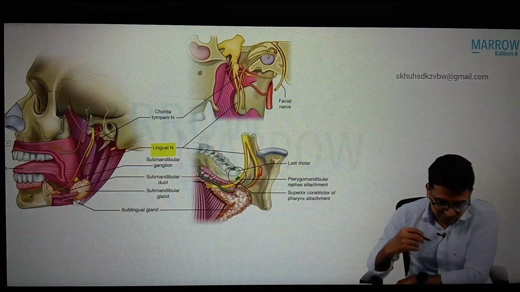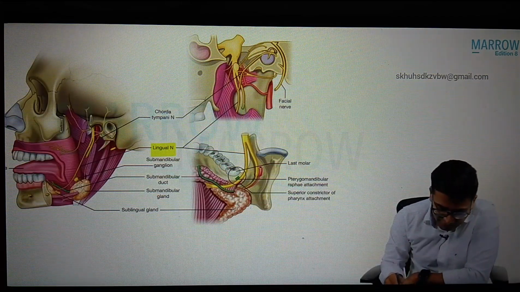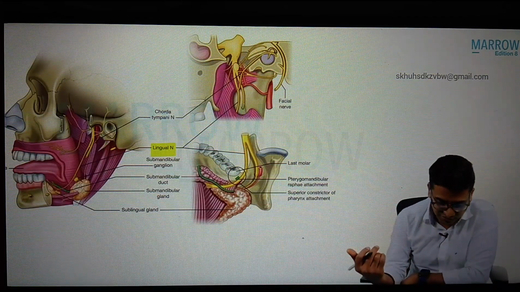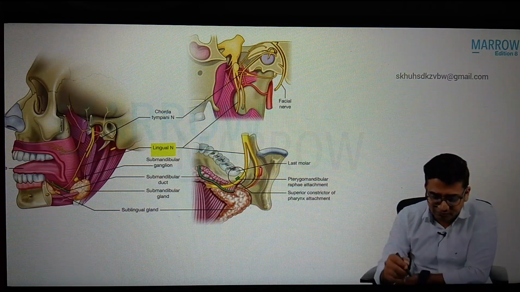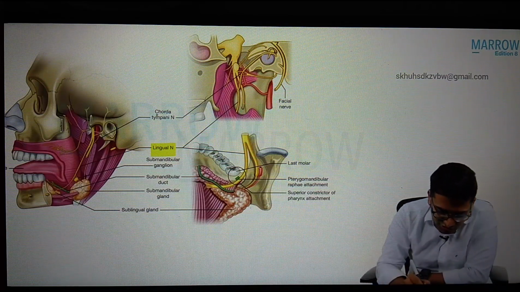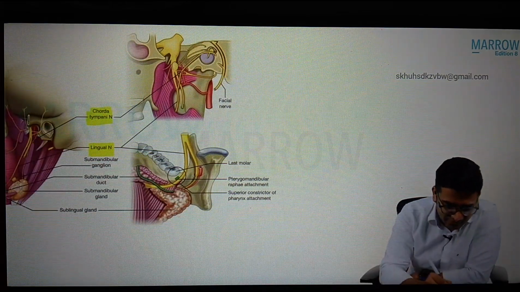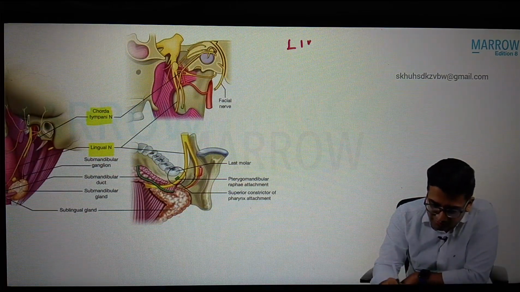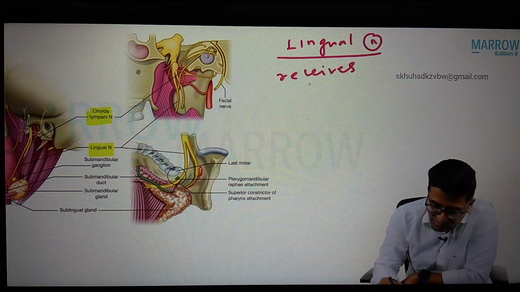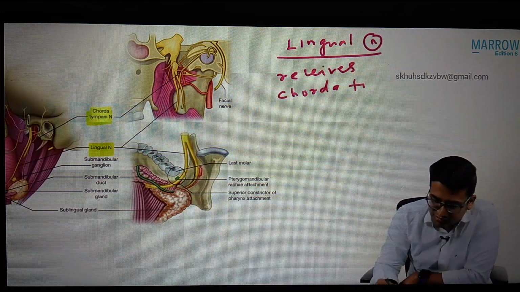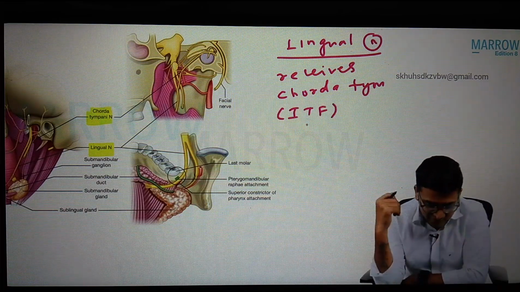Right. Now, next, second nerve, lingual nerve. Now, lingual nerve is a branch of posterior division of the mandibular nerve. And see the lingual nerve in the infratemporal fossa, which receives chorda tympani nerve. Okay, so please write by the side. So, lingual nerve, which receives chorda tympani nerve in the infratemporal fossa. Okay, right.